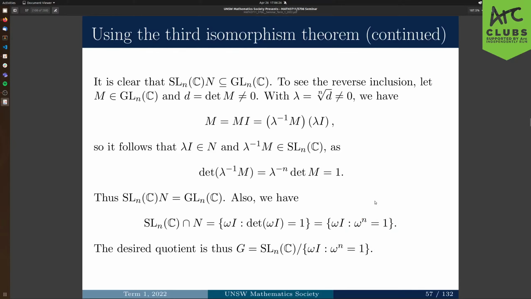So there we go. That's my quotient. I take the matrices of determinant 1, and I quotient by all of these scaled identity matrices by some root of unity. And that's the quotient I'm looking for.